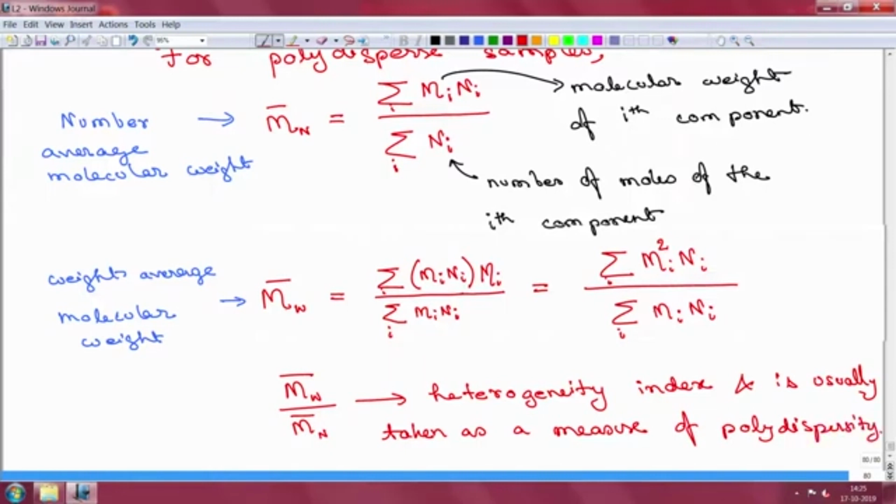So, obviously, if you had a sample where there is only one molecule present with one molecular weight, then this ratio would just be 1, and the more it deviates from 1, it means that the sample has more and more molecules of different molecular weights. So, this is sometimes also called the polydispersity index or PDI.